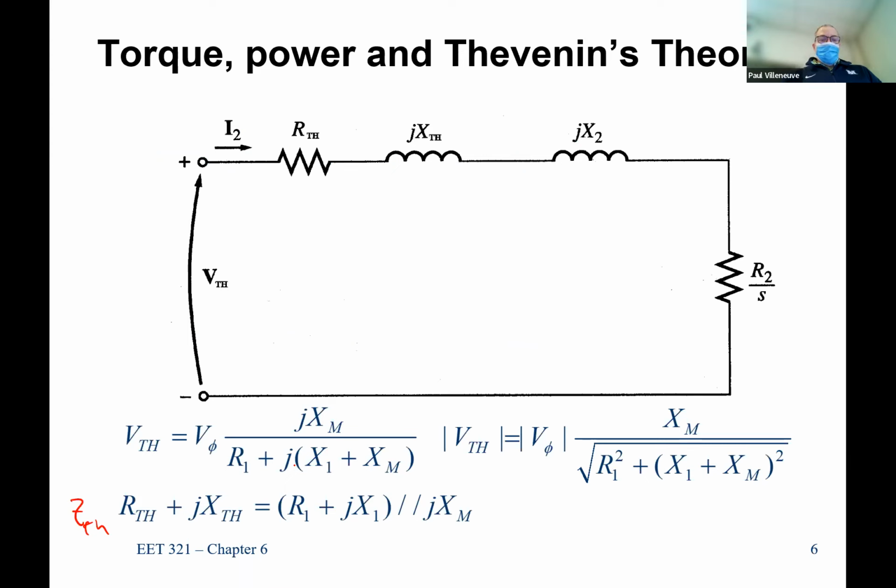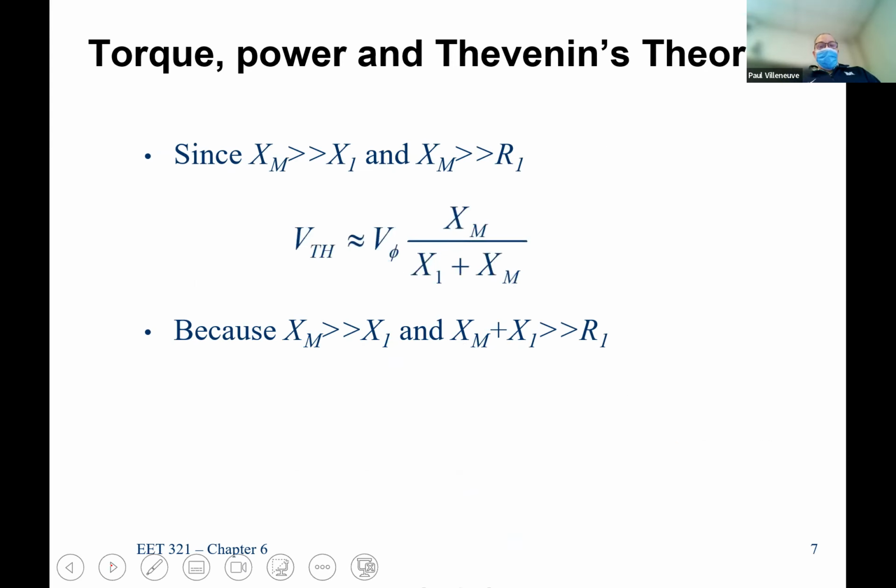So if I look at my equation over here, my value of XM is going to dominate. And the same thing in the numerator here, my value of XM is going to dominate. So I can simplify and say that V Thevenin is going to be approximately, not exactly, but approximately equal to XM over X1 plus XM. Get rid of the R1 value, and don't worry about the complex numbers. And I don't have any phase shift, because that R1 value is going to be negligible.